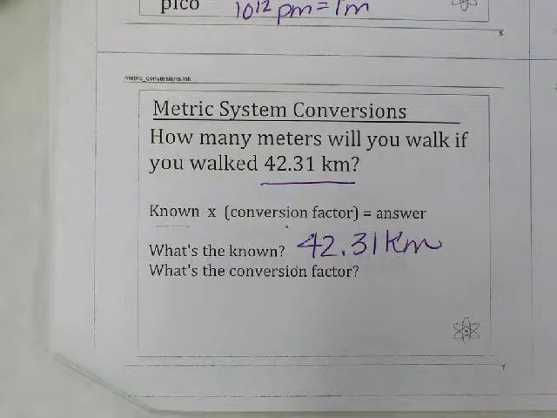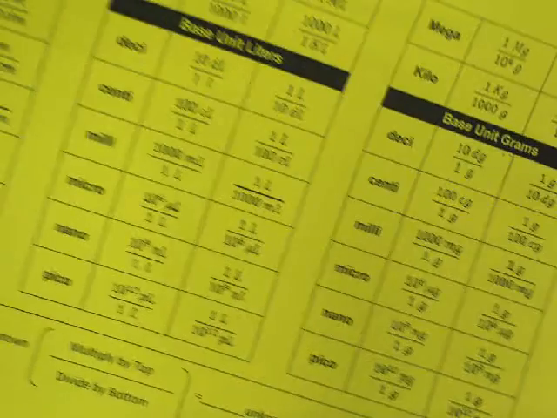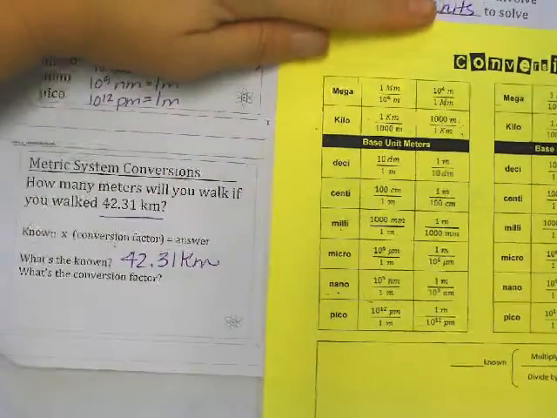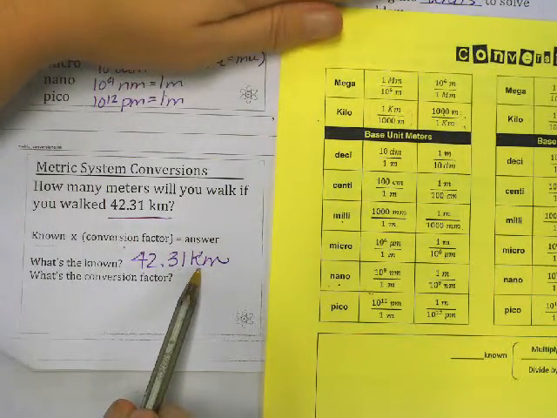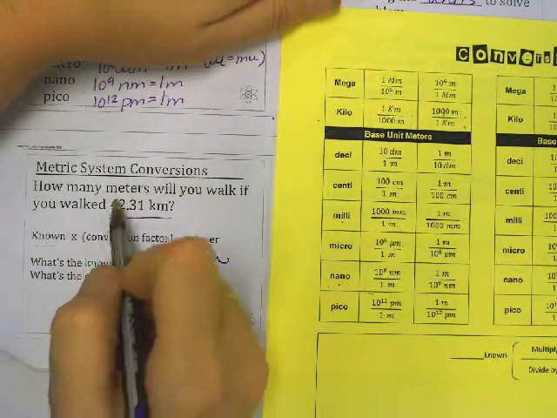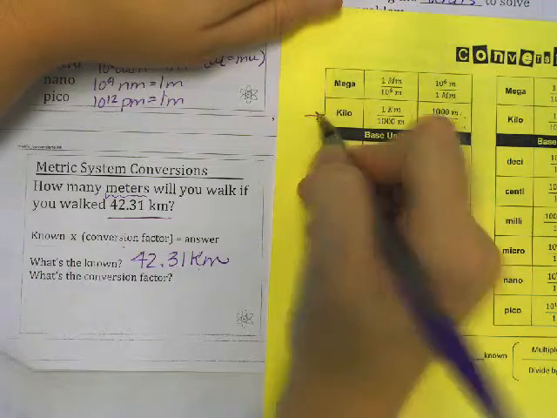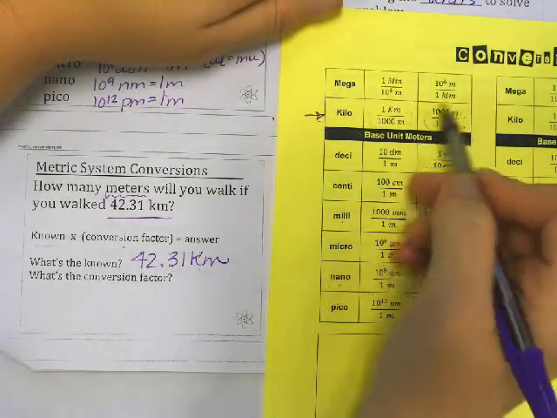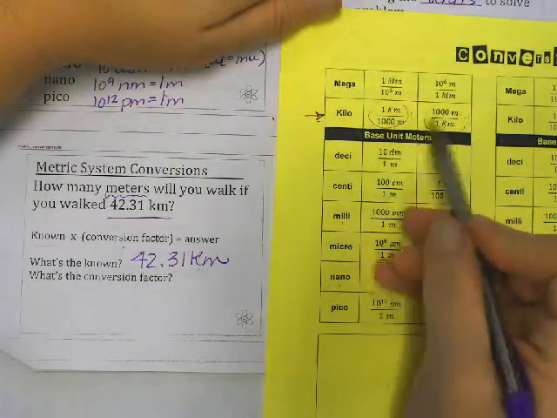What is the conversion factor? Well, this is a little bit trickier. You're going to have to take a look at your conversion chart to see what do I use to solve this problem. So here's my meters table. All right. I know that I'm going from kilometers to meters because it says how many meters. So I go find my kilometers section, and I have to decide which one of these am I going to use to solve this problem. All right? So that's what we're going to identify.